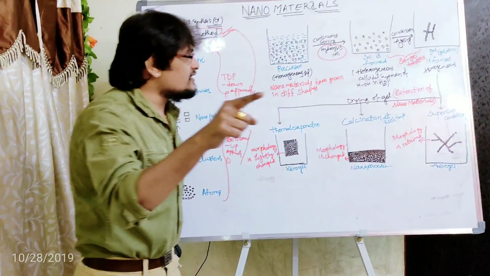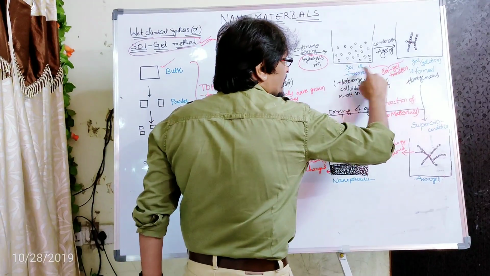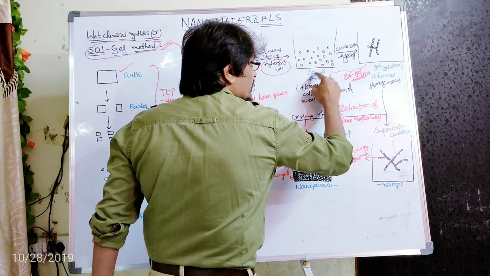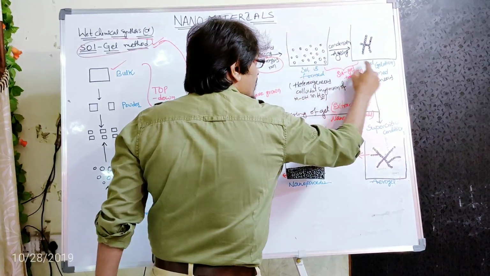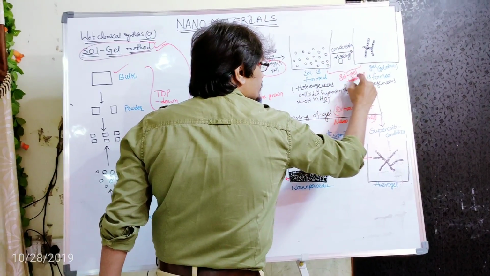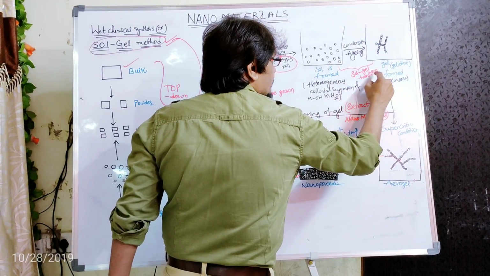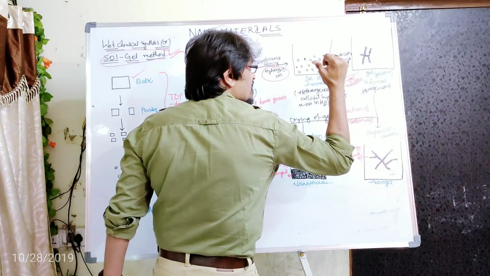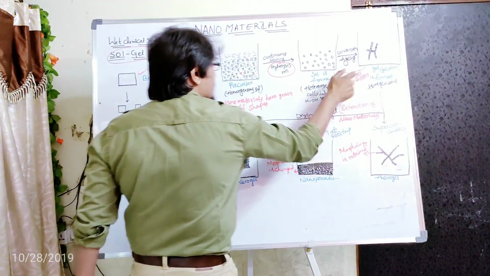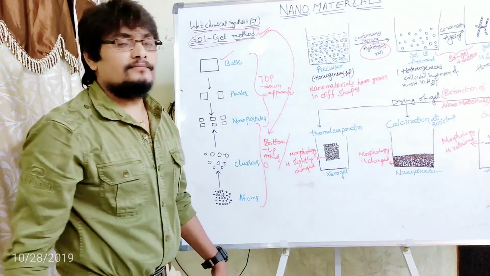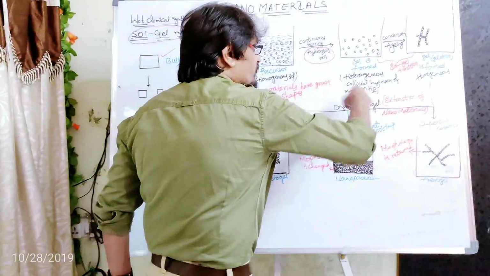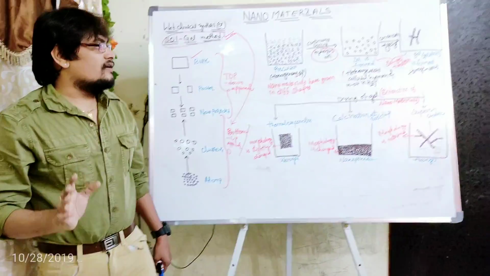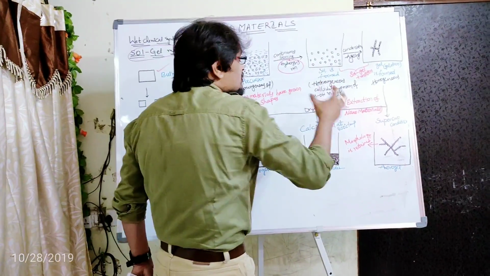Before that, students, what happened during this particular synthesis or preparatory method? Salt is transformed into gel. Since salt to gel conversion, that is a sol-gel transition, is taking place, this particular method is called the sol-gel method. Now drying of the gel gives us our nanomaterials.